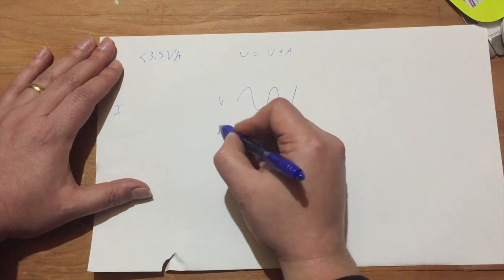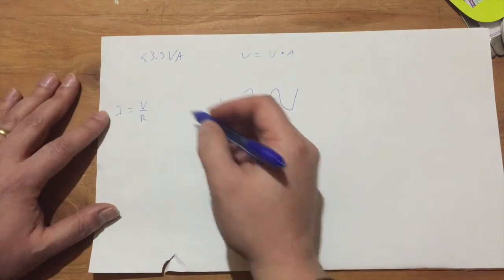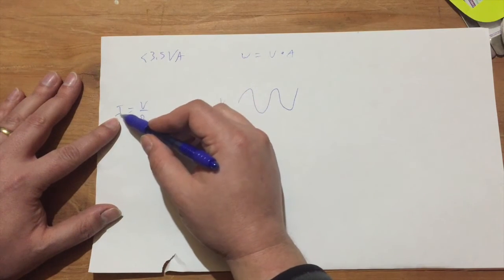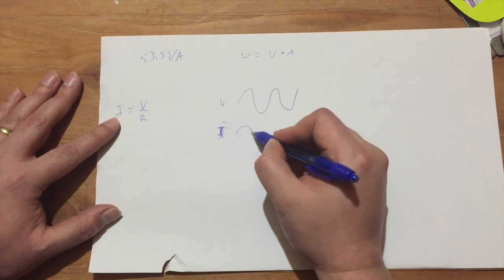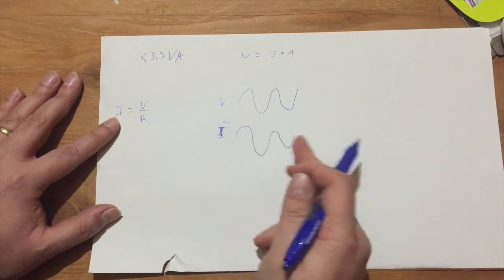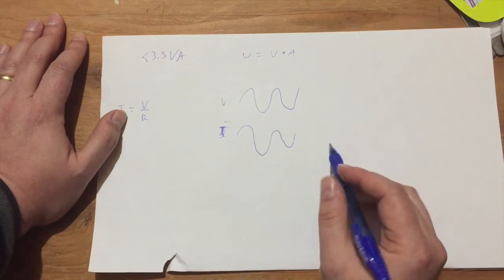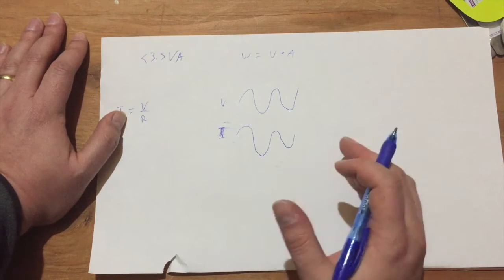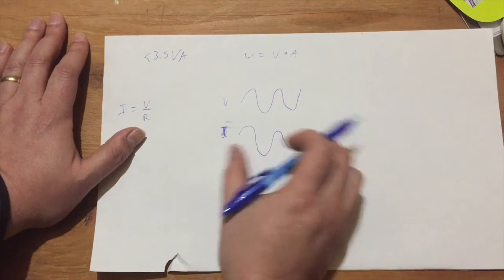I equals V over R, so the voltage divided by the resistance. As the voltage changes, the current is going to change proportionally to that, so it will be exactly in sync. The current is going to exactly match this. It may be larger or smaller, but this sine wave will be in phase with that. Now, as soon as you add reactive components, components that store and release energy, like a capacitor or an inductor, and we know we have inductors because the relay coils are inductors, then this can get shifted one way or the other.